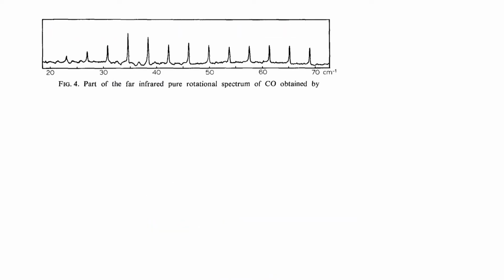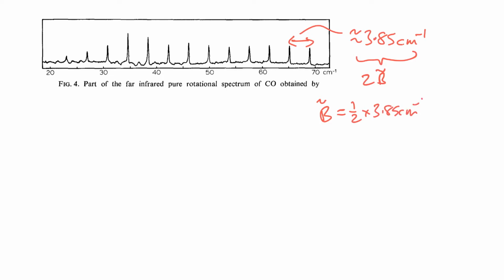So here's our pure rotational spectrum of carbon monoxide from that paper. That spacing, I actually went ahead and took a ruler at work. That was back when we were still allowed to go to work, I suppose. And I calculated that spacing, and I measured it to be approximately 3.85 wave numbers. And so that means that that spacing is twice the rotational constant in wave numbers. And so that implies that that rotational constant is just half of 3.85. So half of 3.85 wave numbers, right, is 1.925 wave numbers.